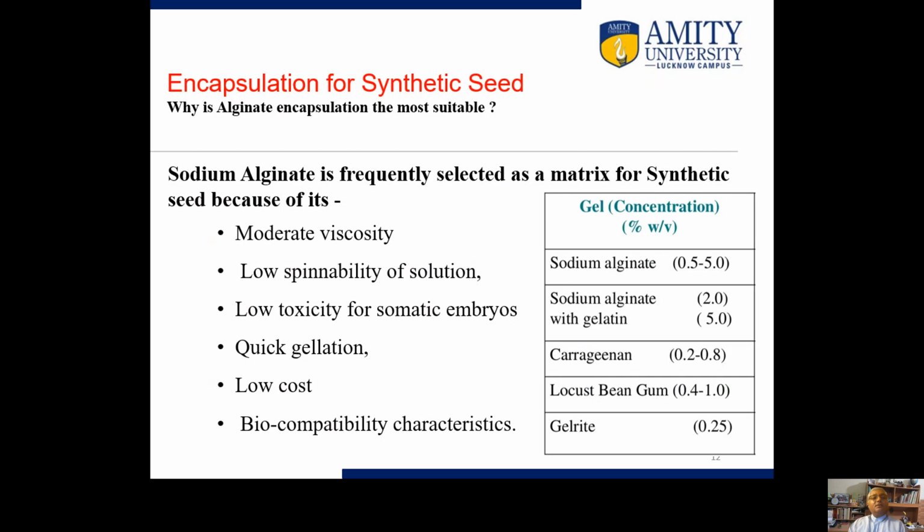Now, why is alginate encapsulation the most suitable matrix? Sodium alginate is frequently selected as a matrix for synthetic seed because of its moderate viscosity, low spinnability of the solution, low toxicity to the embryos because you are dealing with a living structure, quick gelling, very low cost, and biocompatibility. That is why sodium alginate is used as the encapsulation medium for most cases of production of synthetic seed.